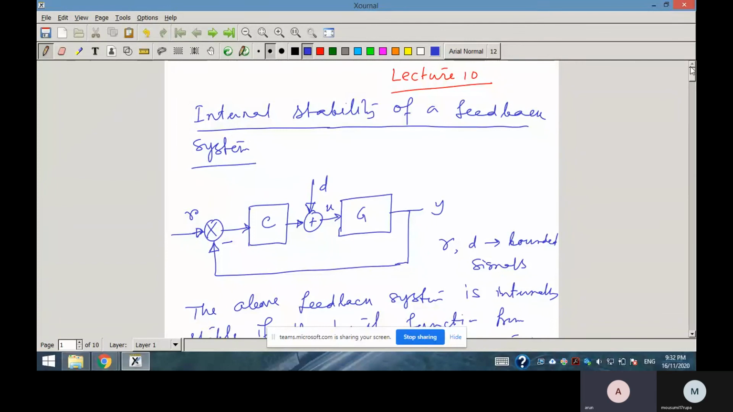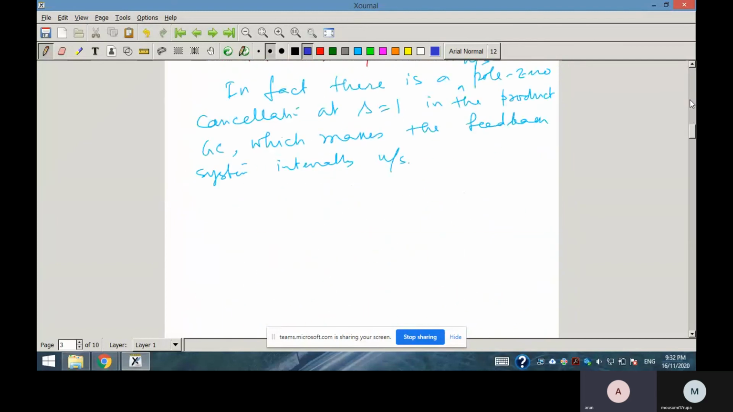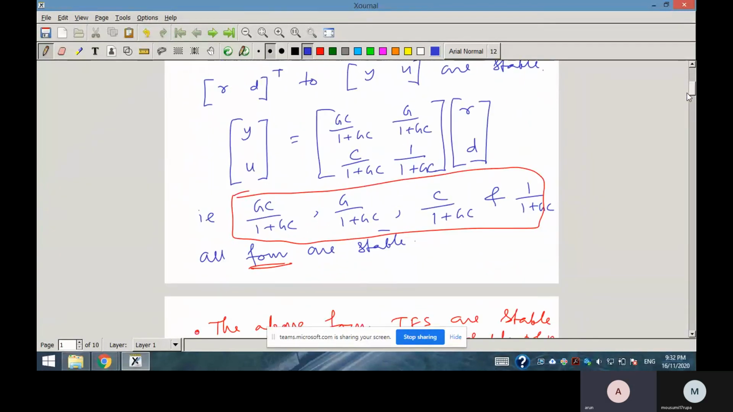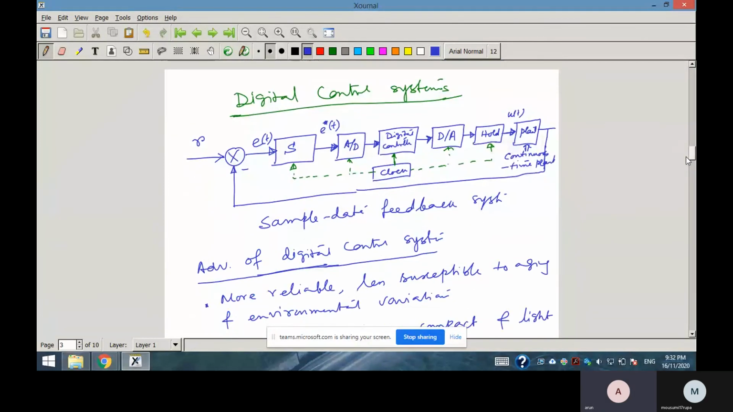So the internal stability of a feedback system. Well, and this is your r, a bounded signal, bounded exogenous signal, and this is fine. So unstable. So this is very important here.